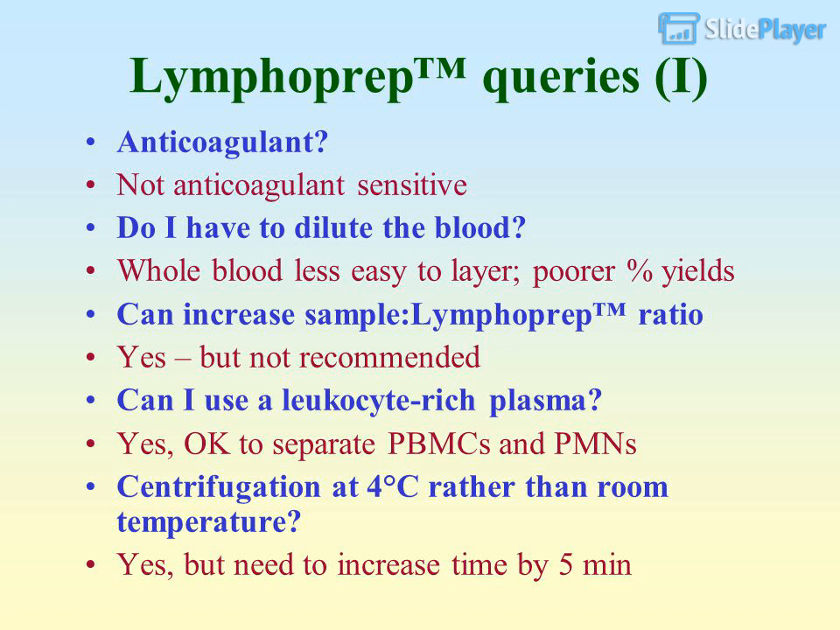For larger volumes of blood we strongly recommend keeping to the usual 2:1 diluted blood to Lymphoprep ratio in a larger tube. 6 ml over 3 ml in a 15 ml tube and 20 ml over 10 ml in a 50 ml tube will give optimal separations. A leukocyte-rich plasma is fine, it need not be diluted. At lower temperatures the centrifugation time needs to be raised to overcome the increased viscosity of the medium.